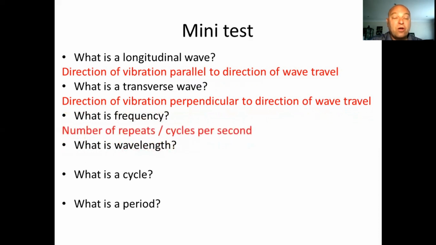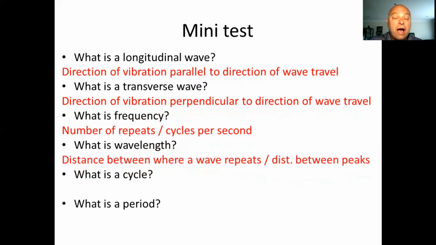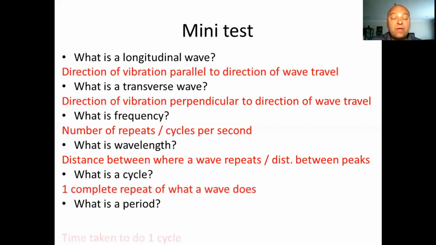Frequency is the number of times it repeats or the number of cycles per second. The wavelength is the distance between where a wave repeats or the distance between peaks. A cycle is one complete repeat of what a wave does. Period is the time taken to do 1 cycle. If you got those right, well done.